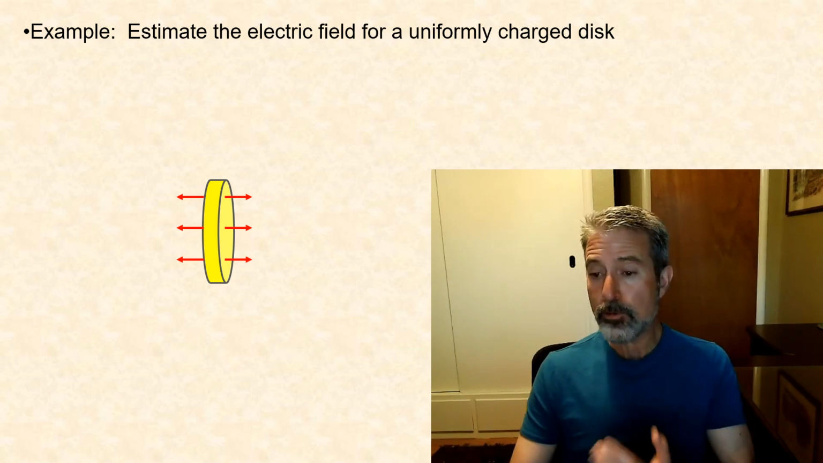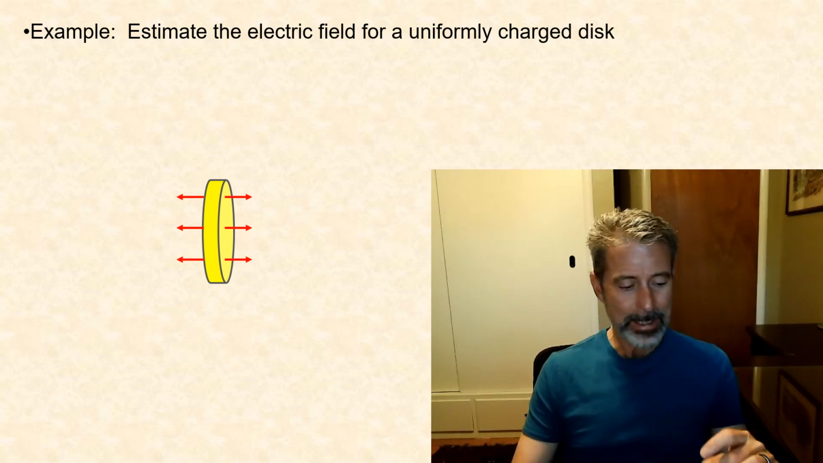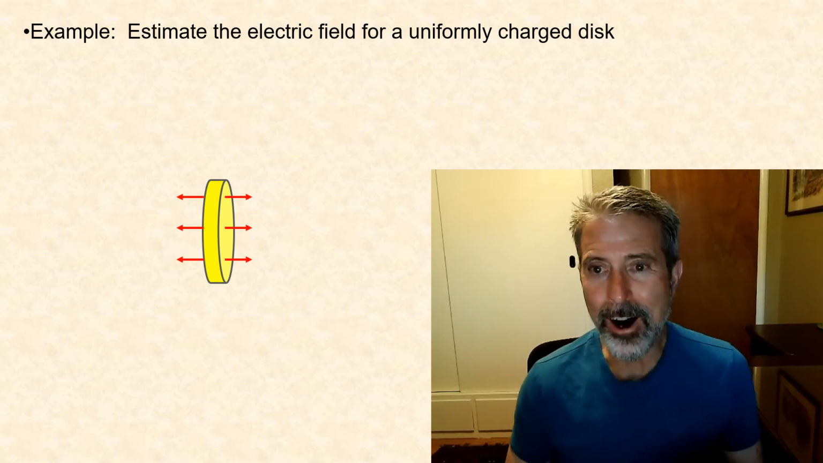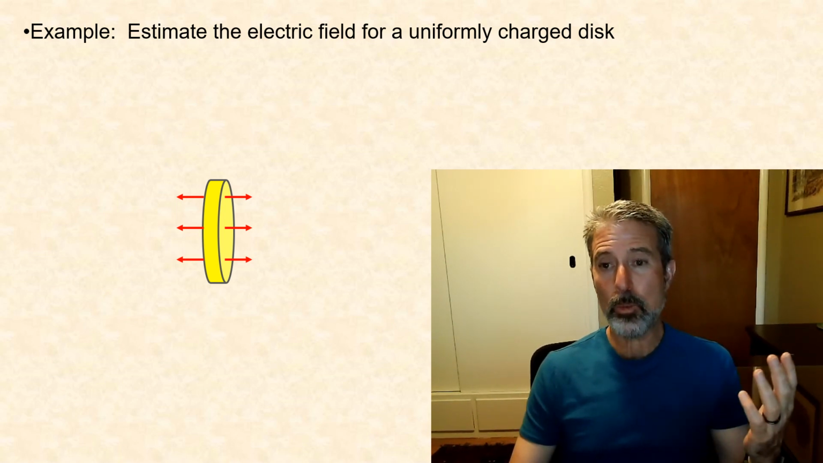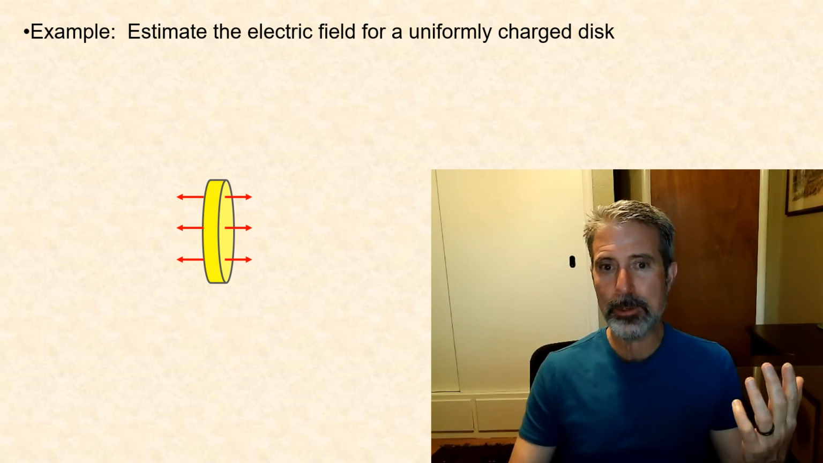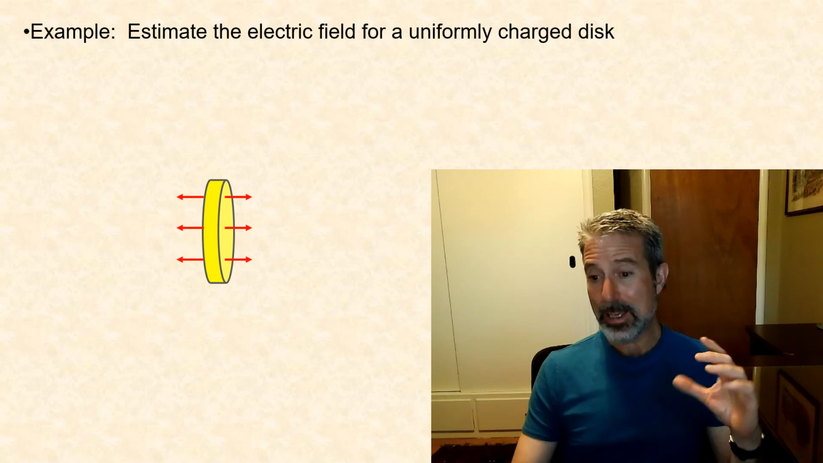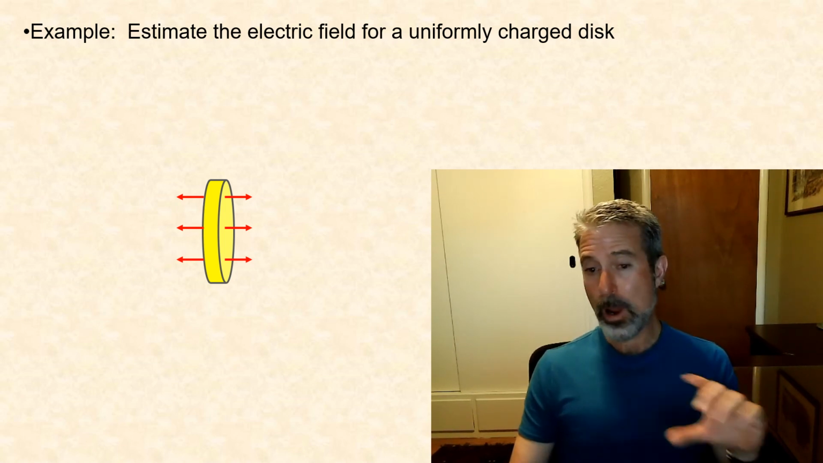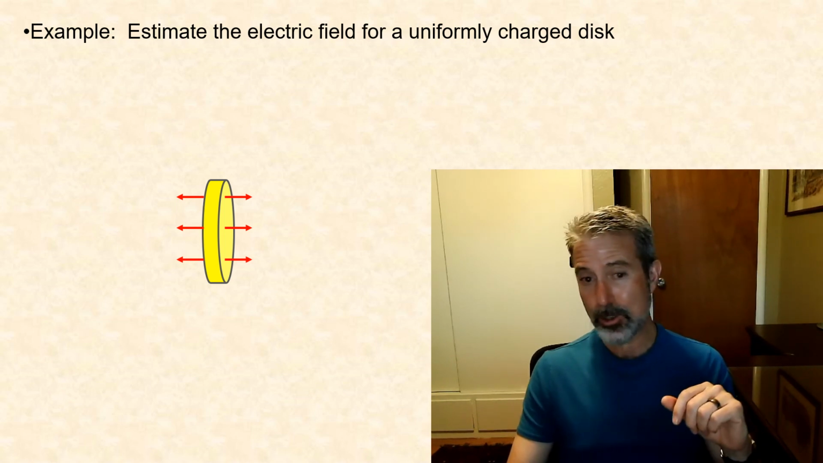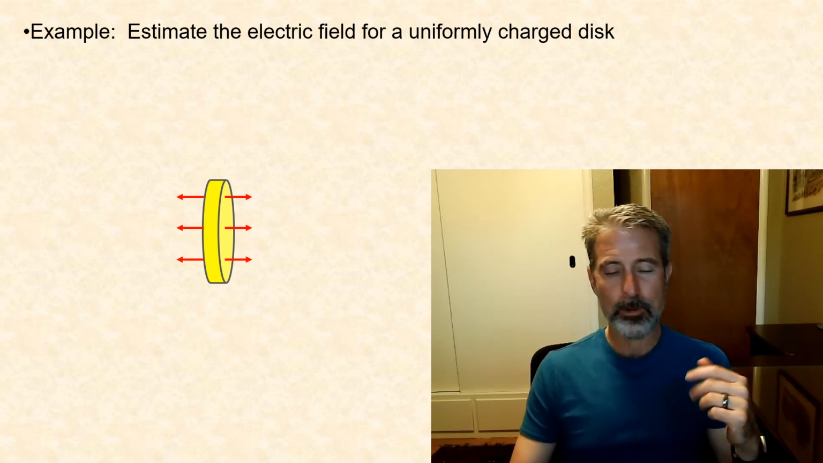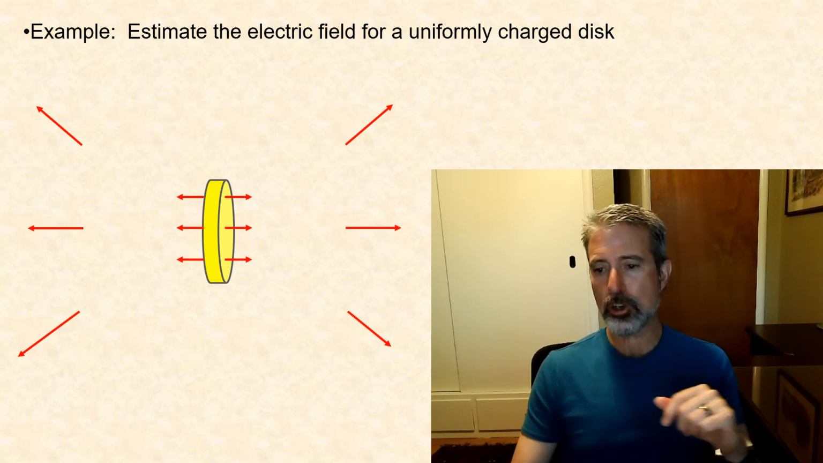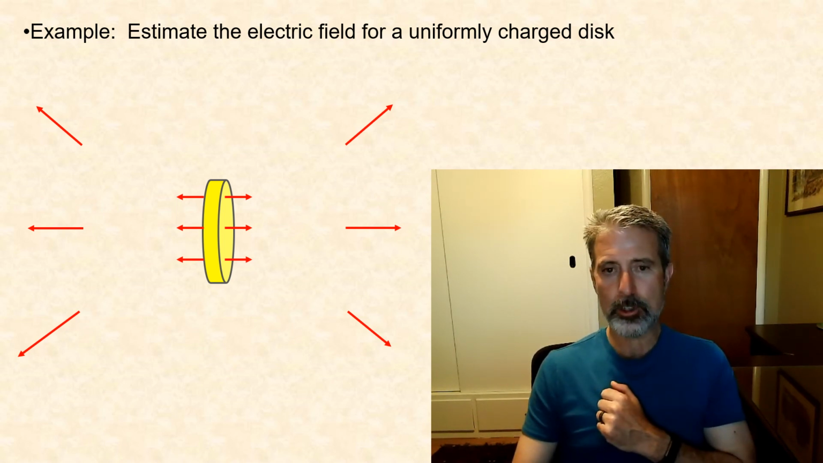Likewise, if we were very far away from this disk, this disk is going to look like a point charge to us. In which case, we know that for a point charge, the electric field has this radial symmetry. And remember, you get far enough away from any object and it's going to look like a point charge to you. So what I'm saying is that if we're looking at points far away, we can think of this as a point charge having radial symmetry.